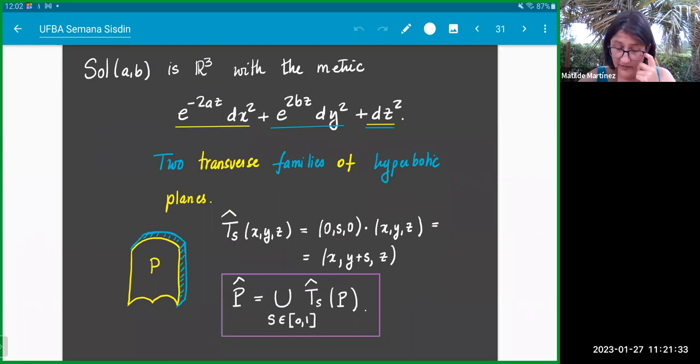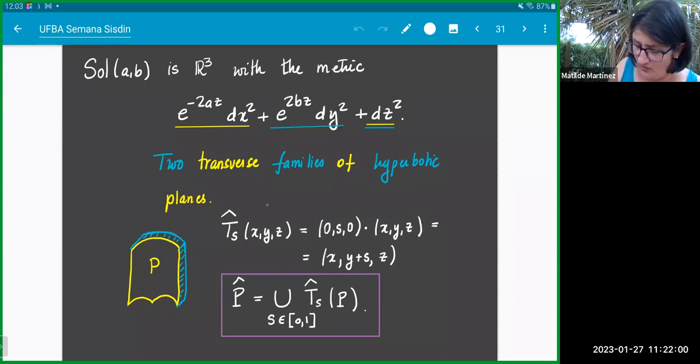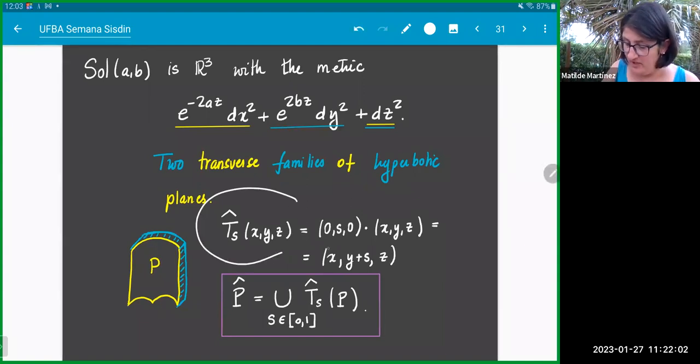So the group is R3, but with this metric, it has two families of hyperbolic planes, which are transverse. I had to use translations in the group to work with that, because I've defined the space of tilings and being periodic and aperiodic in terms of translations in the group. So this transformation is this translation in the group.